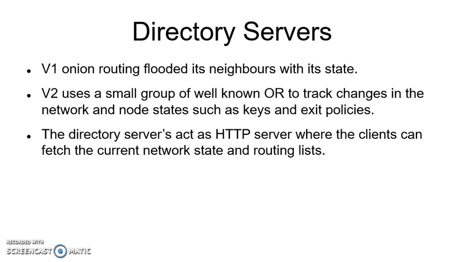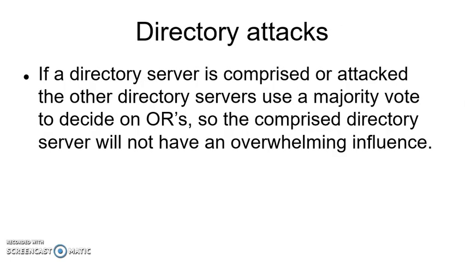The directory server acts as an HTTP server where the clients can fetch the current network state and routing lists. If a directory server is compromised or attacked, the other directory servers use a majority vote to decide on onion routers, so the compromised directory server will not have an overwhelming influence.